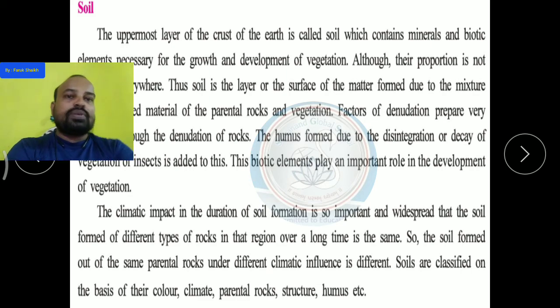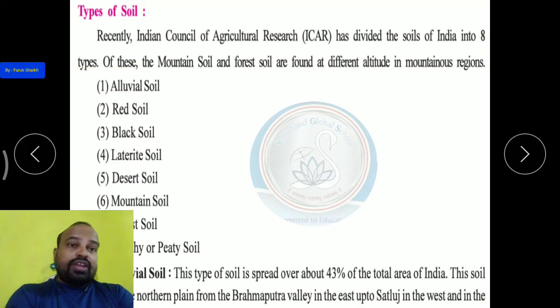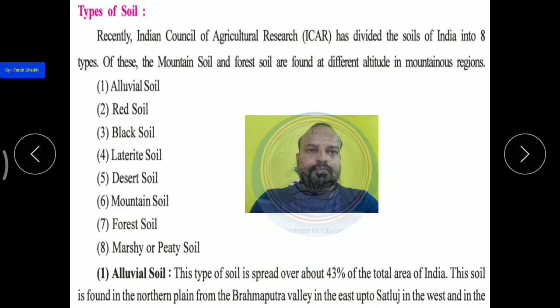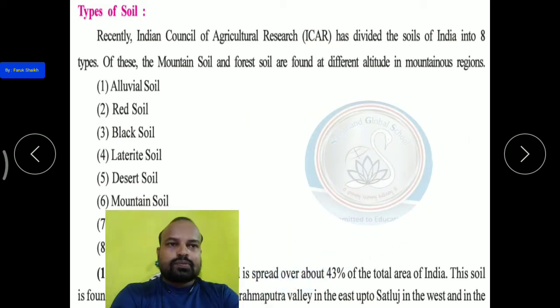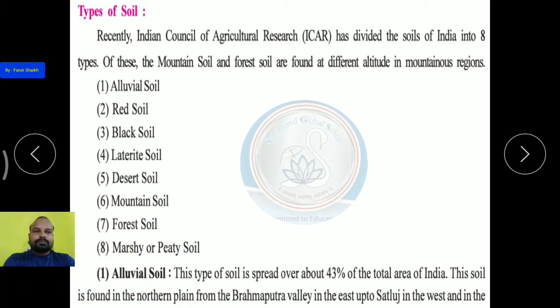Let us now see the classification of the soil. This is very important, students, that you prepare about the different types of soil. Recently the Indian Council of Agriculture Research, ICAR, the short form can be asked: what is the full form of ICAR? The full form of ICAR is Indian Council of Agriculture Research. Underline this, all of you mark this.